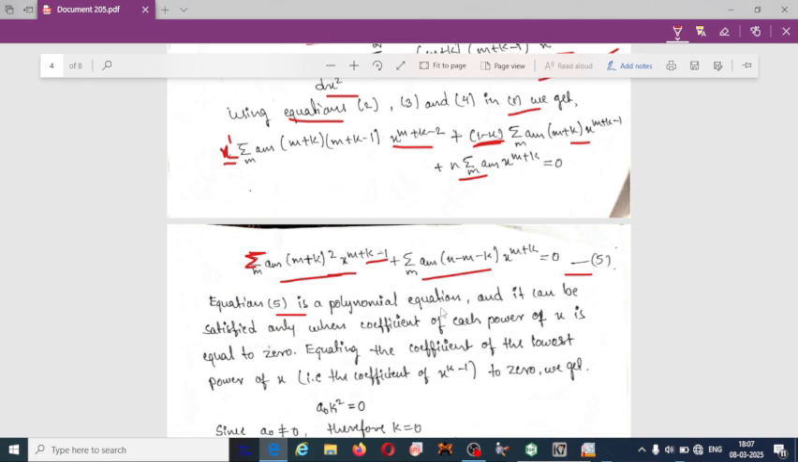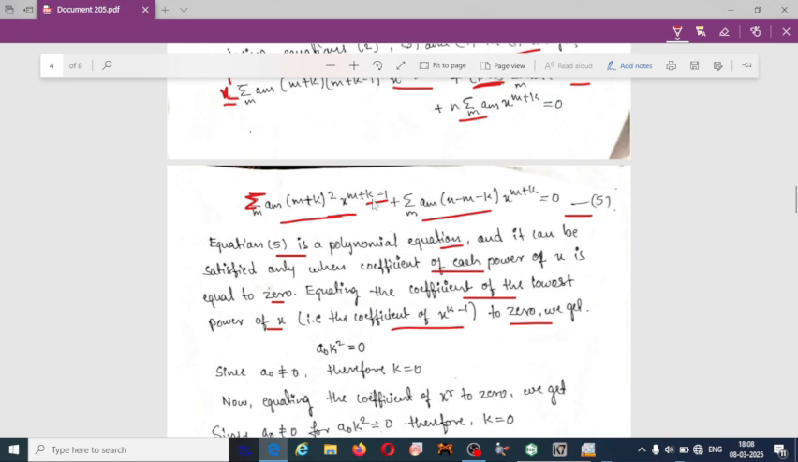Equation 5 is a polynomial equation and it can be satisfied only when the coefficient of each power of x is equal to 0. Equating the coefficient of the lowest power of x, that is the coefficient of x to the power k minus 1, to 0, we get... So the x to the power k minus 1 coefficient we have to equate. Here x to the power m plus k minus 1 is there. Then only the first term we can consider, by putting m equal to 0.